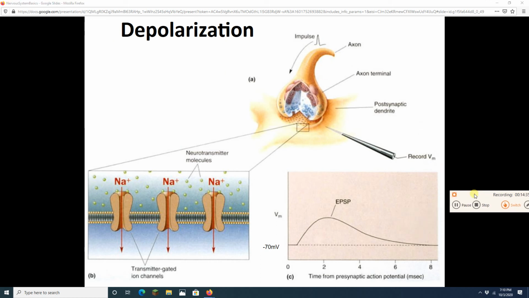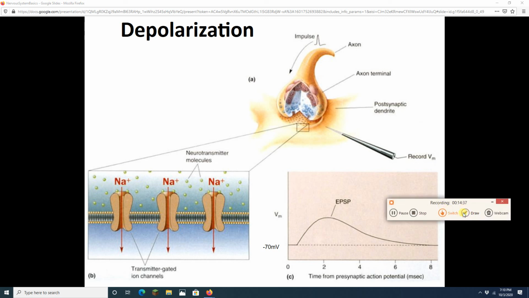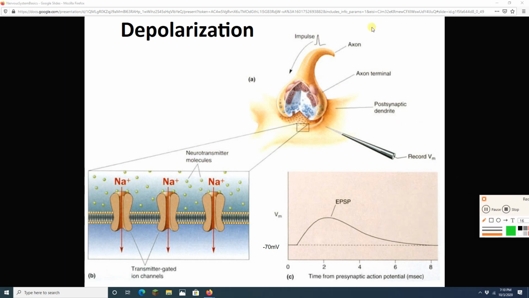What I have here at the top, we're going to start at the top here, guys. At the top, I have a synapse. This is a synapse up here. I have an axon terminal right there. The axon terminal is filled with synaptic vesicles, which contain neurotransmitters. This axon terminal is right up against a dendrite on a postsynaptic neuron.